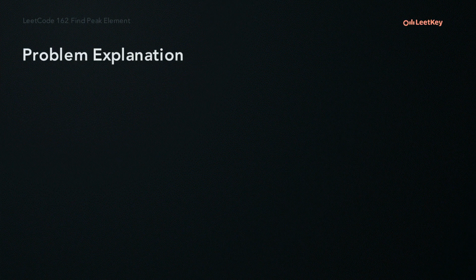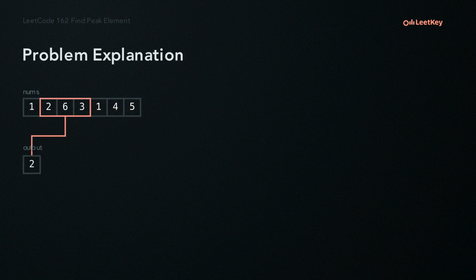What this is really asking is, we have an array of numbers in a specific order, and we want to find any number where the two next to it are less. And we must do this in O(log n) time.